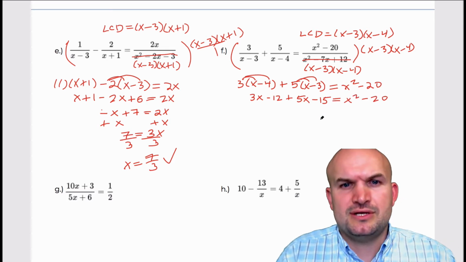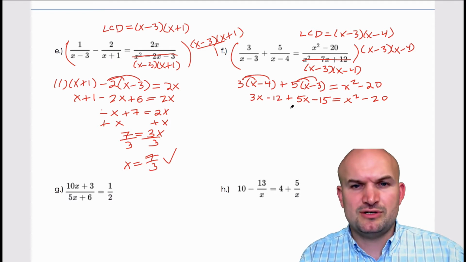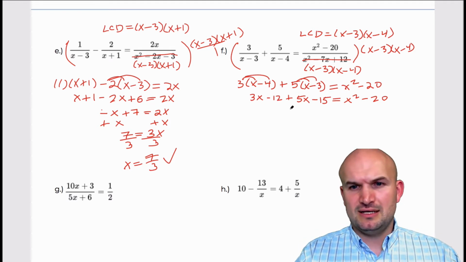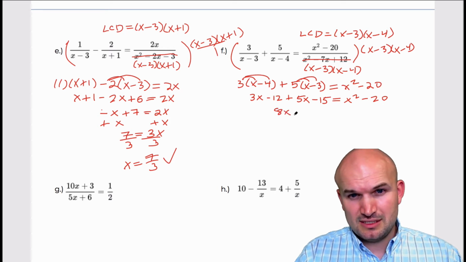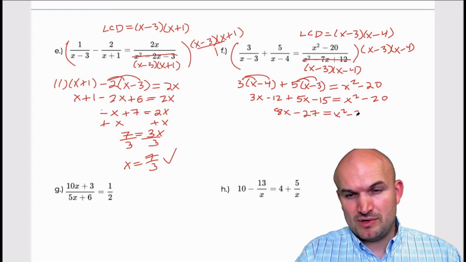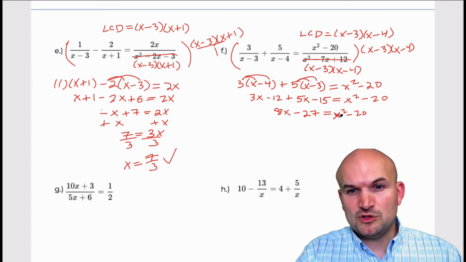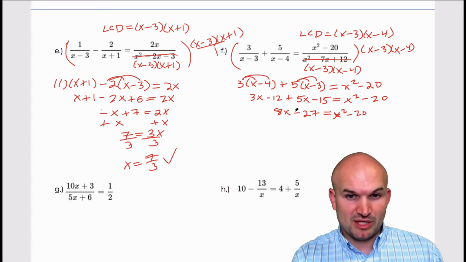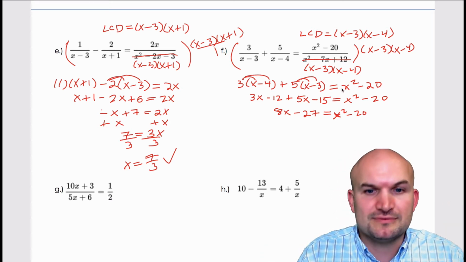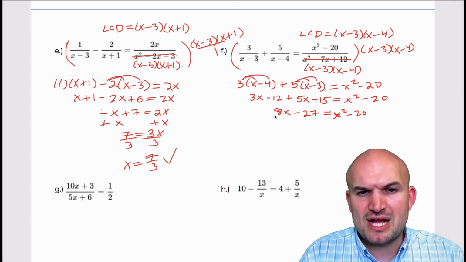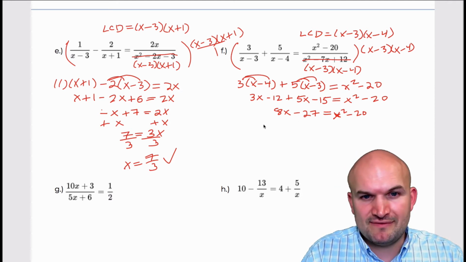All right, so let's go ahead and group our terms here. This is going to be an 8x, that'd be a minus 27. So therefore, I have 8x minus 27 equals x squared minus 20. Now, it's also important when you have multiple variables, like the linear variable x and the x squared, that we set this equal to 0 to go ahead and solve. So I'm going to subtract an 8x, and I'm going to add a 27 to both sides.